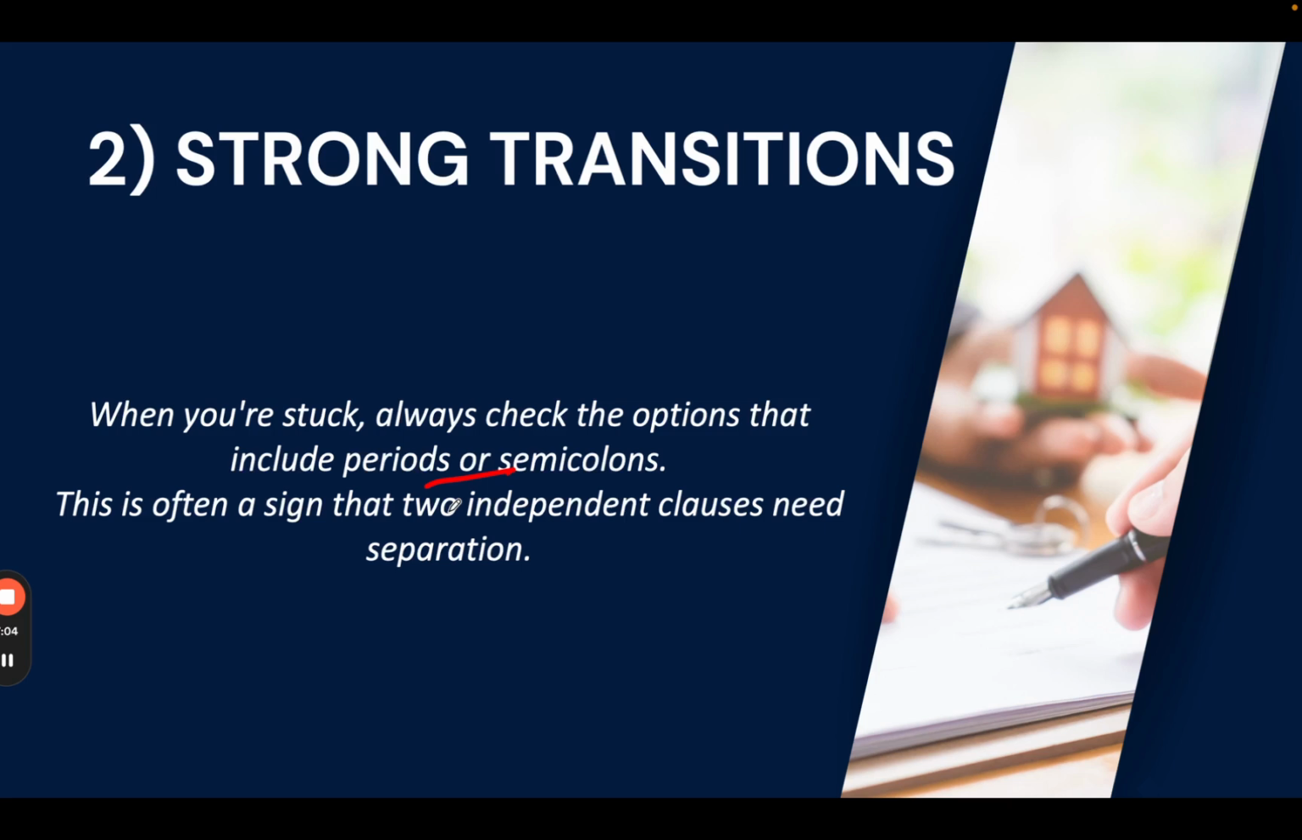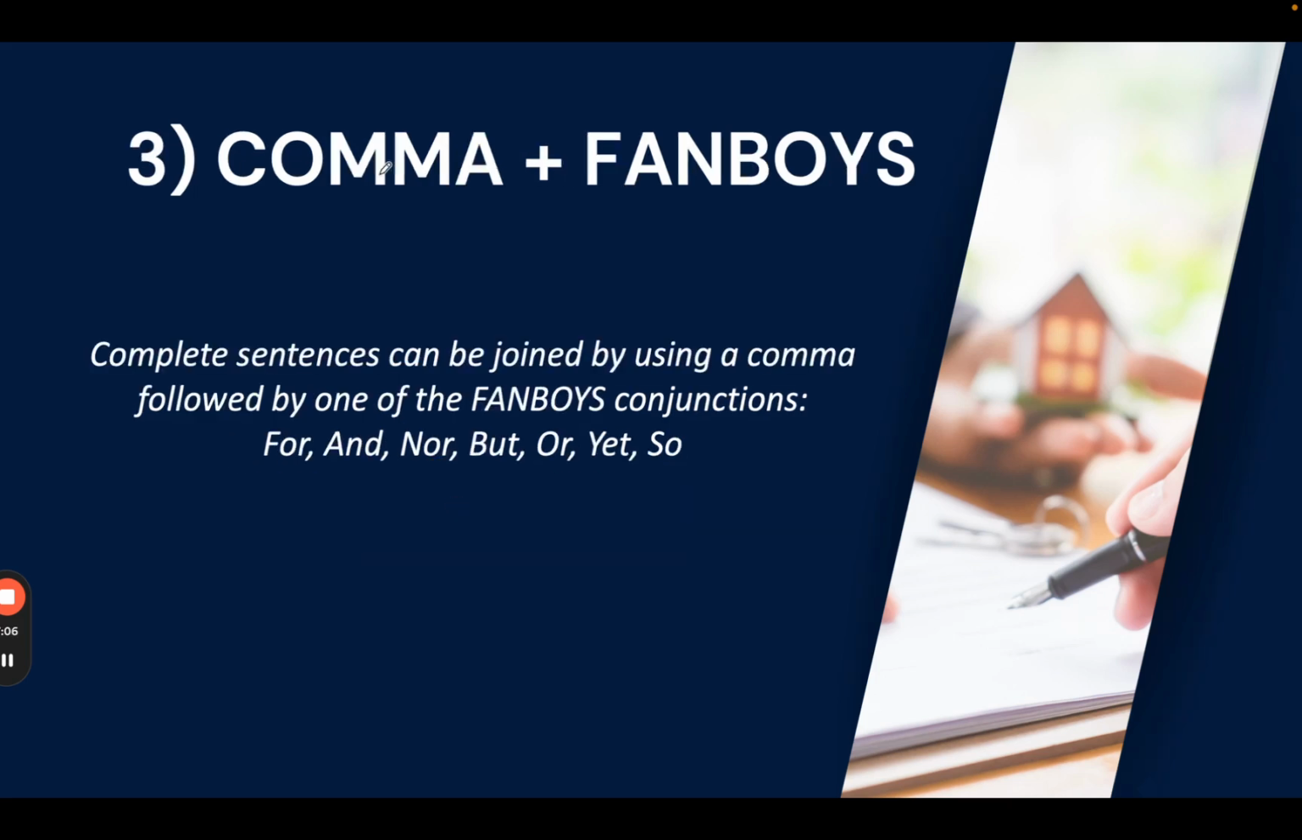Alright, let's see the third rule, that is comma plus fanboys. Before we take up the rule for this, you have to remember what fanboys are, right? It's for, and, nor, but, or, yet, so. If you don't know the full form of fanboys, make sure that you're writing a note on that. Now, what is the usage of comma plus fanboys? Complete sentences can be joined by using a comma followed by one of the fanboys.